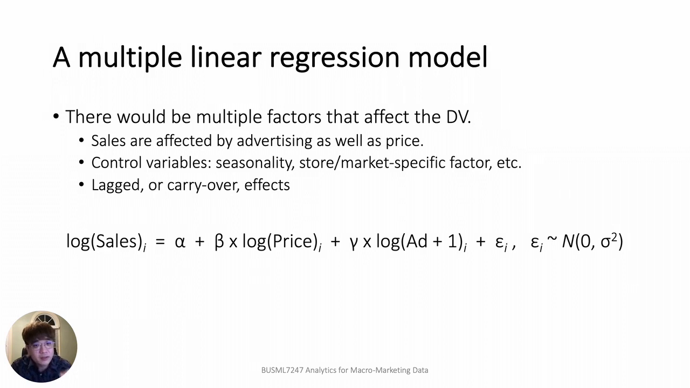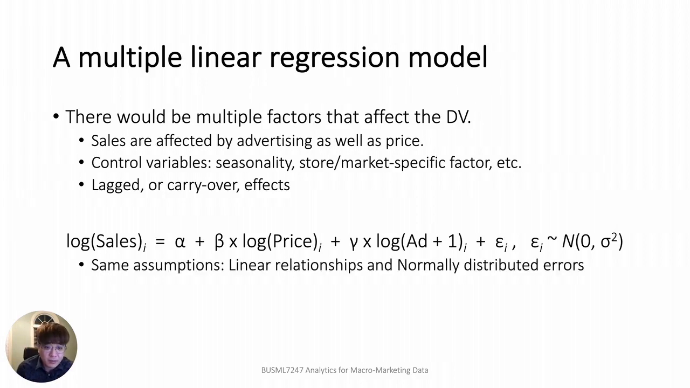For example, consider a log-log demand model for price and ad spending. Now, we have two independent variables. One is log price and the other one is log ad plus 1. Here, the plus 1 is a widely used numerical device to define log ad effect on zero ad spending. Because the log function is not defined on 0, so without the plus 1, log ad effect is not defined when the firm spent no money for ads at all.